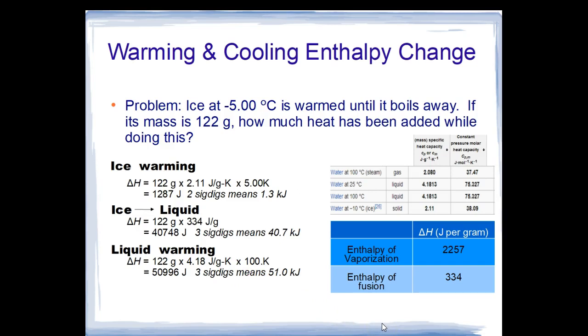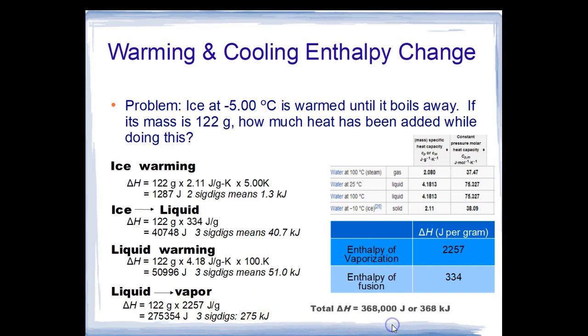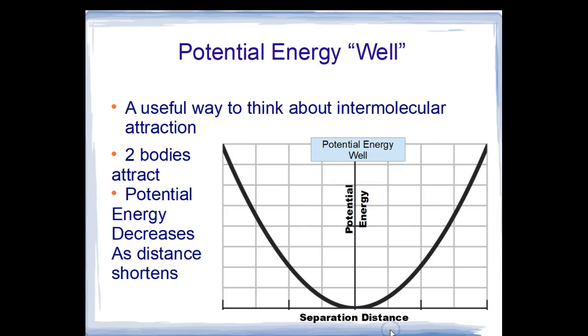Finally, you are going to boil the liquid water, change it to a vapor, and when you do that, you will use the simple mass times delta H of vaporization formula, and you will get, to 3 sig digs, 275 kilojoules. If you add all 4 of these numbers together, you end up with 368 kilojoules for the 122 grams. It's a lot of heat.